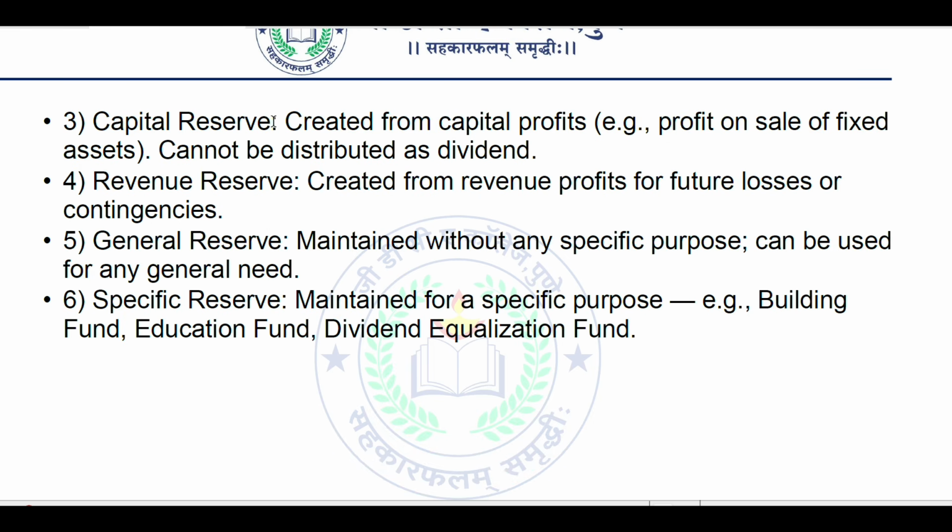Number 3, capital reserve fund or capital reserve, created for capital profits, for example profit on sale of fixed assets. It cannot be distributed as a dividend. Number 4, revenue reserve fund or revenue reserve, created from revenue profit for future losses or contingencies. Number 5, general reserve, maintained without any specific purpose, can be used for any general need. Number 6, specific reserve, maintained for specific purposes, for example building fund, education fund, dividend equalization fund, etc.